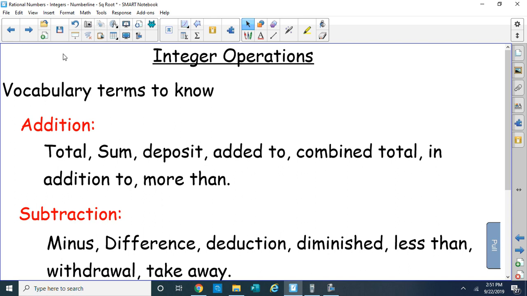Here's some vocabulary you should know, though. Addition: there are some words that you need to know, like total. Sum is the answer to addition, by the way. Deposit, when you're talking banking, putting your money into the bank. Added to, combined total, in addition to. More than is another good word to know. Subtraction words: minus, difference is used a lot. That's the answer to subtraction. Deduction, where they talk about taxes. Diminish. Less than is a tough word to deal with. Withdrawal means take money out of the bank. Take away.